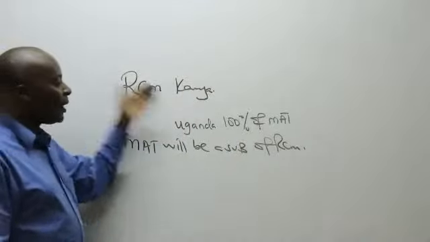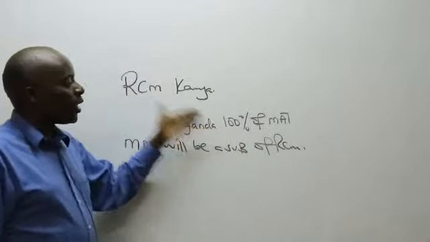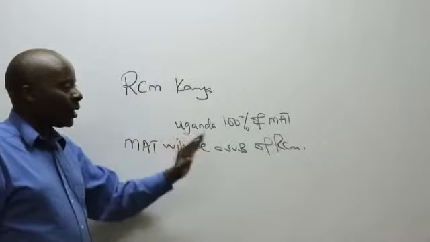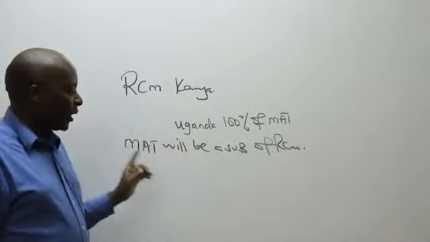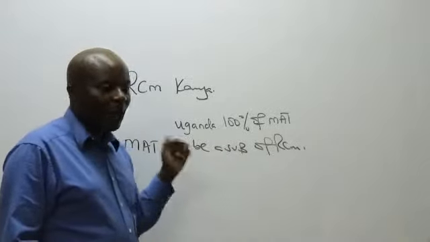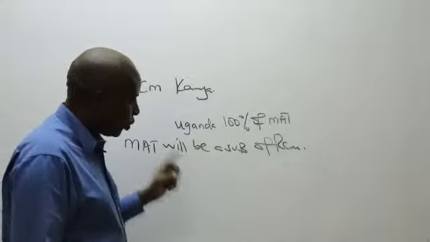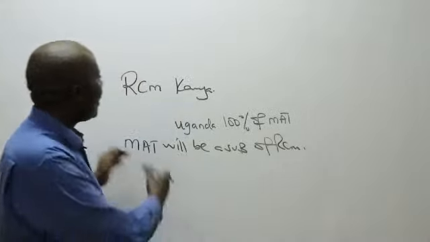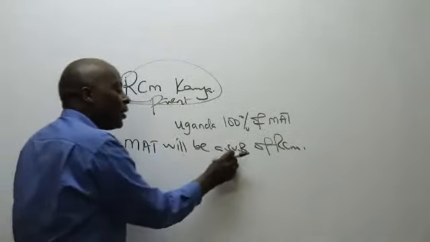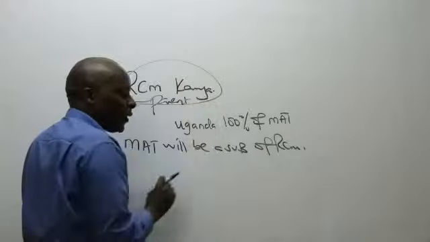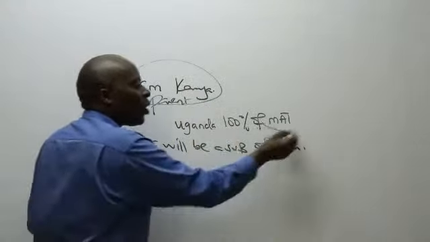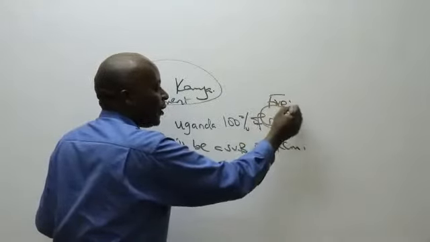RCM is the investor here. It has gone to a company called MAT in Uganda and bought 100% of that college. So automatically MAT will be a subsidiary of RCM. However, ladies and gentlemen, one thing we need to know is that now RCM, which is the parent company, has a subsidiary which is located in a different country. So then MAT, which is a subsidiary in Uganda, will be called a foreign subsidiary.